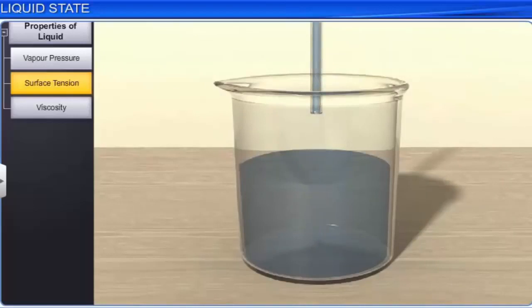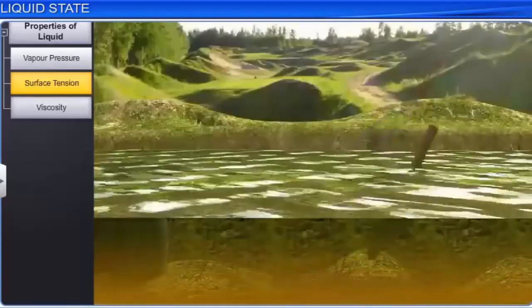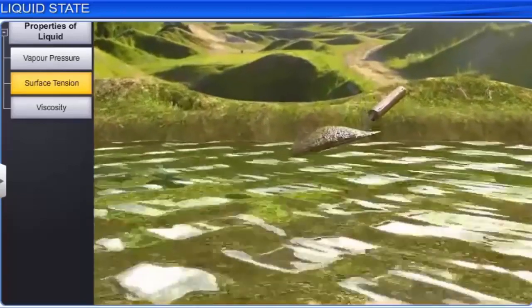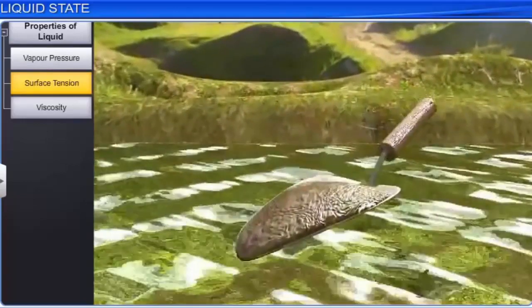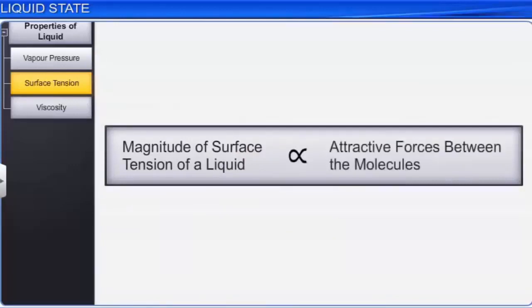Liquids wet the things because they spread across their surfaces as thin films. The particles of soil at the bottom of a river remain separated but are pulled together when taken out. This is because of the reduction in the surface area of the thin film of water. The magnitude of the surface tension of a liquid is directly proportional to the attractive forces between the molecules. This implies that the larger the attractive force, the higher the surface tension of a liquid.